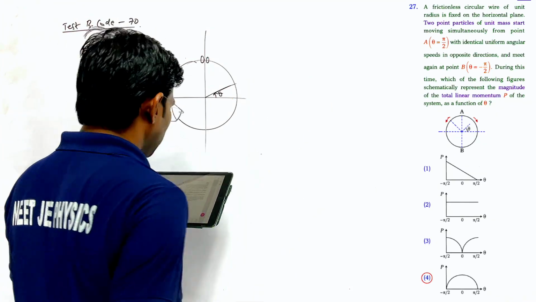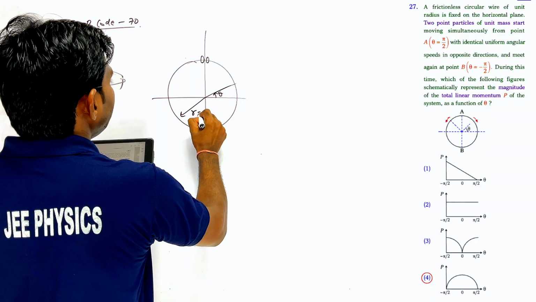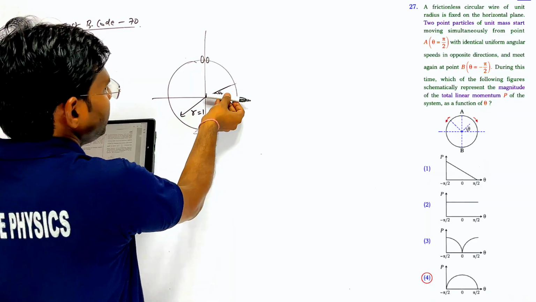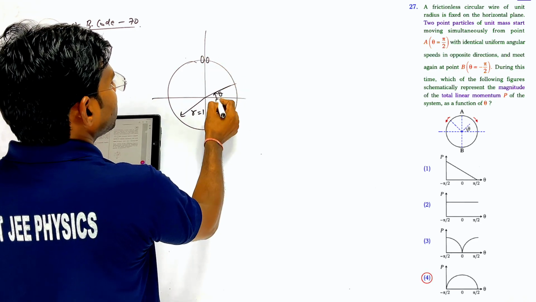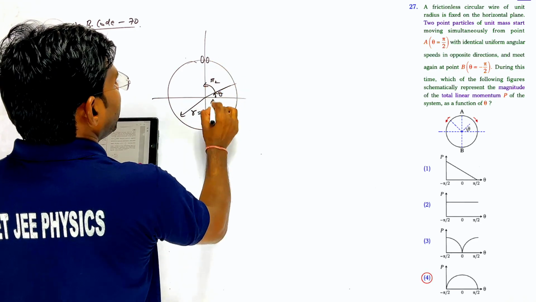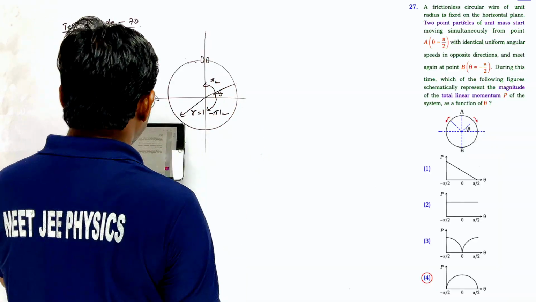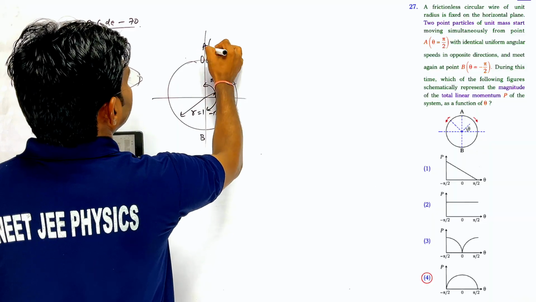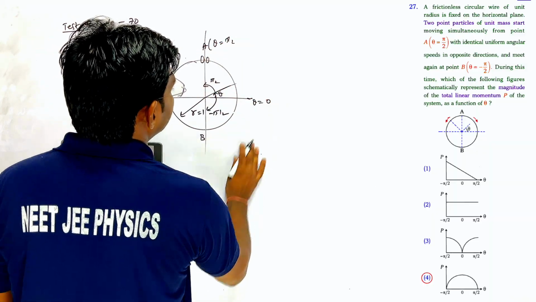Read this question number 27. A frictionless circular wire of unit radius r is given, and two point masses of unit mass start simultaneously. This is the angle theta, so this becomes pi by 2, and right below it becomes minus pi by 2. Is it clear or not? This is the B point, this is the A point. At B theta is pi by 2, and at this point theta is equal to 0.